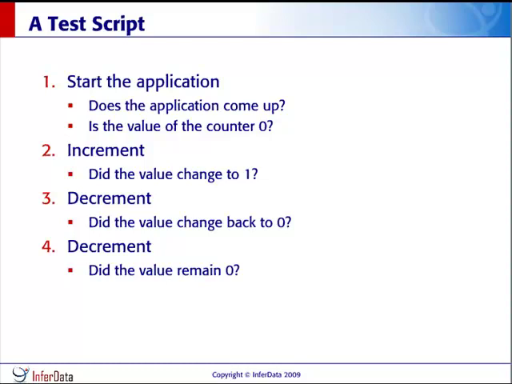So what we try to achieve is start the application, check whether the application came up, is the value 0, increment, did the value change to 1, decrement, did the value change back to 0. If we decrement again, remember the business rule, we do not want it to go below 0, so it should remain 0. This is what we're trying to achieve.